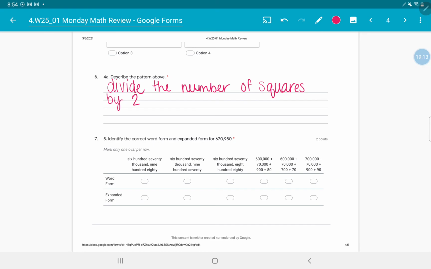All right. Okay. We've got one more. They give us a number in standard form, and we need to put that number in expanded form and in word form. Okay, so 670,980. Which one's the correct choice, Brayley? The first one.